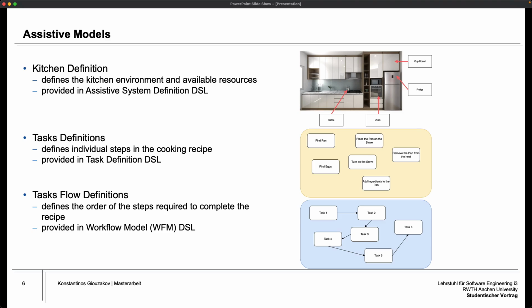While the first 2 models were already part of the existing Assistive Kitchen implementation, we incorporated a third model to allow modeling complex processes. The Task Flow Definitions model specifies the order of the tasks defined by the Task Definition model that we mentioned earlier. This model is represented in Workflow Model DSL, which is the BPMN equivalent in Monticore.